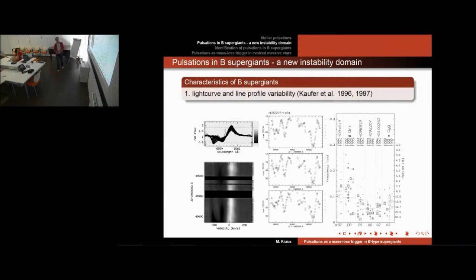And then he also investigated a set of late B, early A-type supergiants, which are now called alpha Cygni variables. And he found that they show quite long quasi-periodic variability with periods between about, let's say, 3 and 50 days.